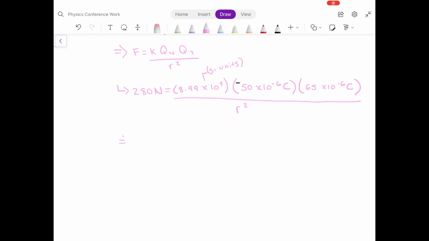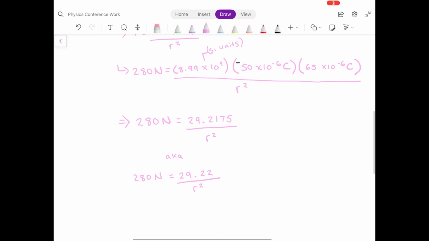So we write 280 newtons is equal to the product of the top values, K times Q4 times Q3, which gives us an answer of 29.2175 over R squared. And we can simplify this to be 280 newtons equals 29.22 over R squared. So now, how we are going to isolate R squared to figure out the value of R is by multiplying each side by R squared.